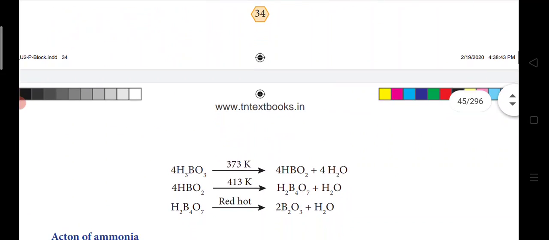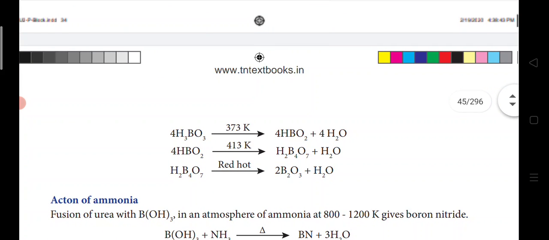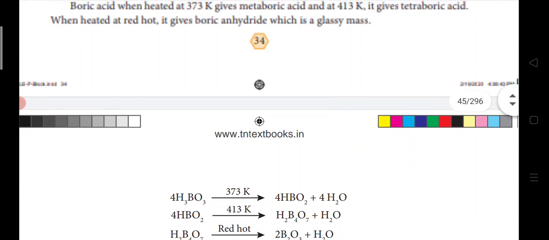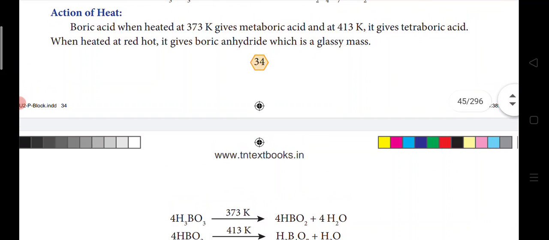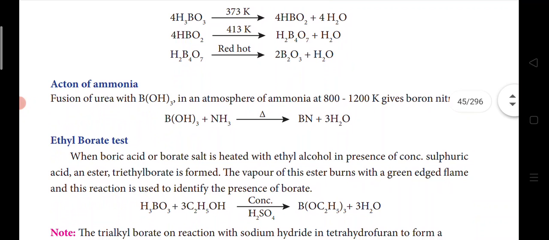What happens when it is heated? It gives different products when it reacts with heat. At 373 Kelvin it gives metaboric acid, at 473 Kelvin it gives tetraboric acid, and in a red hot tube it gives boric anhydride, B2O3, which is a glassy mass. It also reacts with ammonia. When it reacts with ammonia, it forms boron nitride.